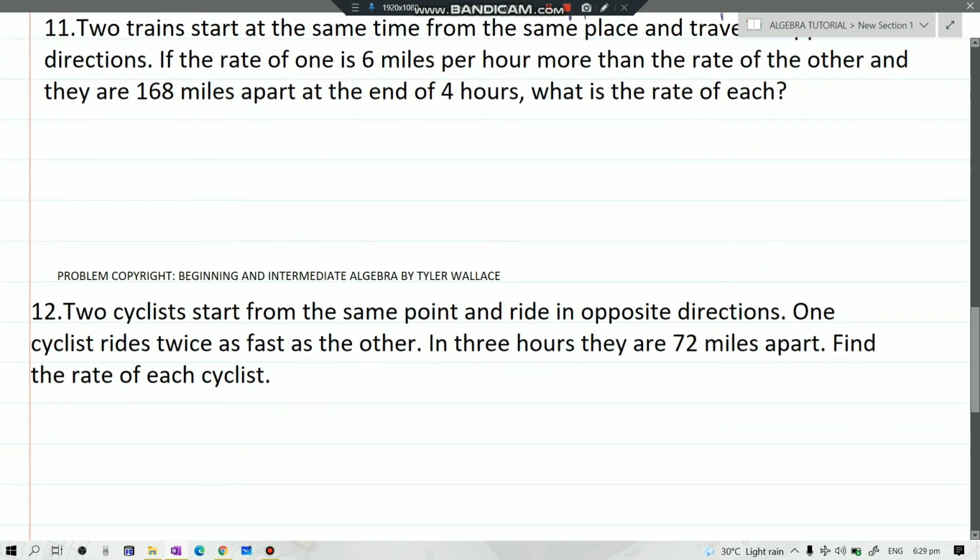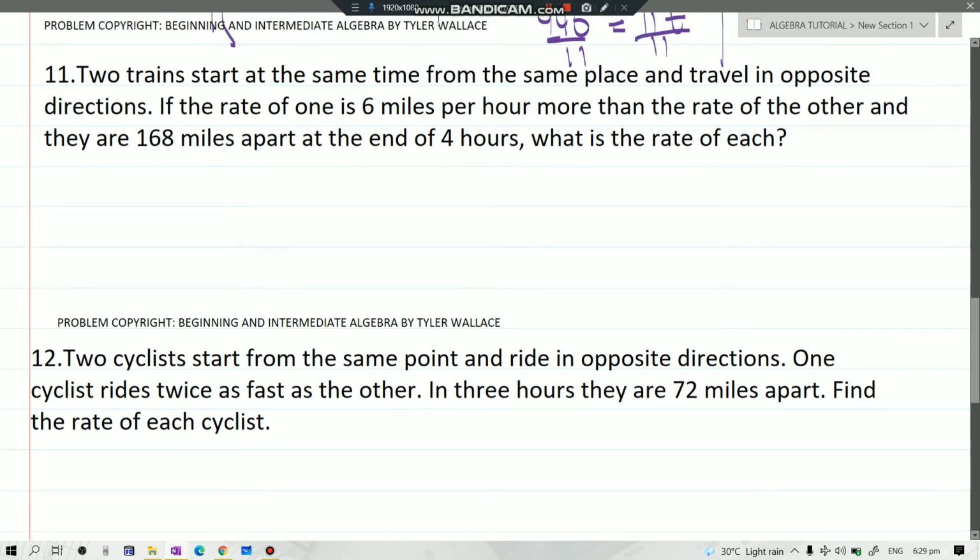So, next problem 11. Two trains start at the same time from the same place and travel in opposite directions. If the rate of one is 6 miles per hour more than the rate of the other, and they are 168 miles apart at the end of 4 hours, what is the rate of each?